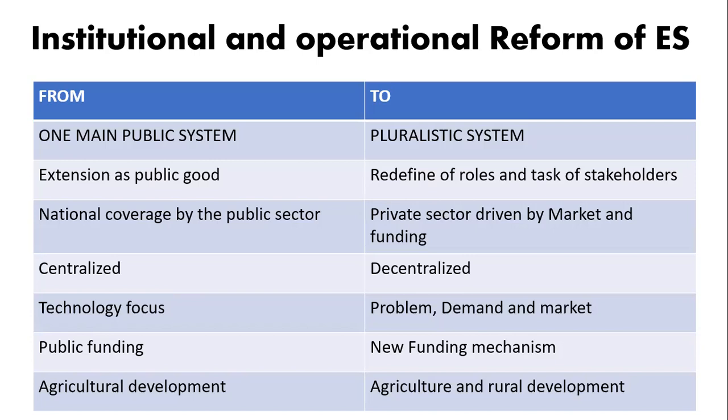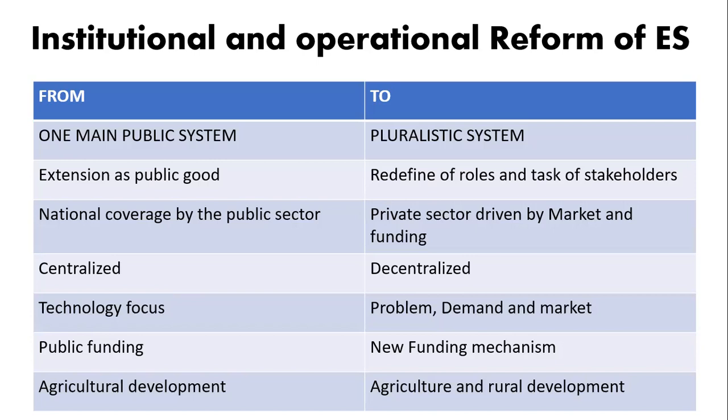And for the public funding system, currently the central government budgets an amount of money for the Department of Agriculture, but I am proposing a new funding mechanism. The new funding mechanism should be cost share, because in some regional countries they are practicing paid extension service, cost share in extension services, and resource share in extension services. So many options are there, but we have to think about the new funding mechanism.